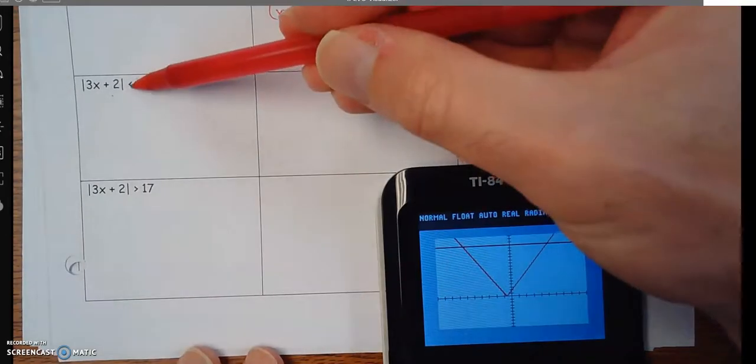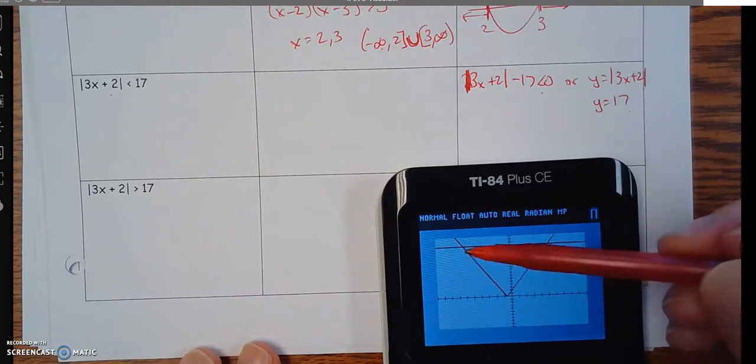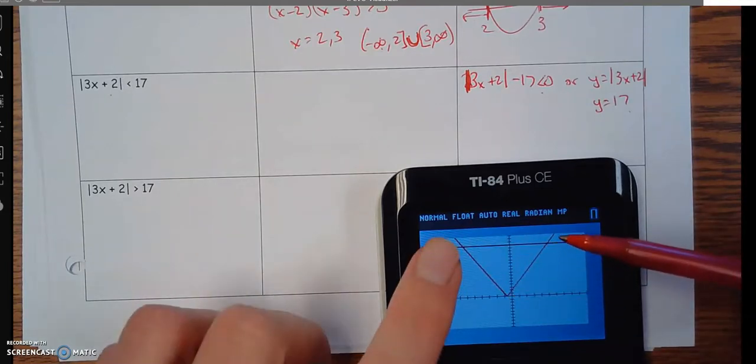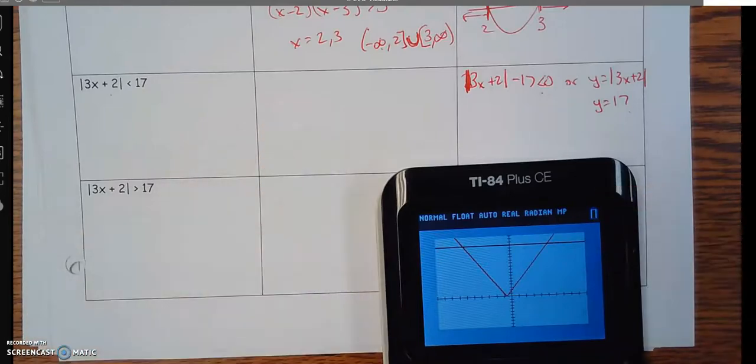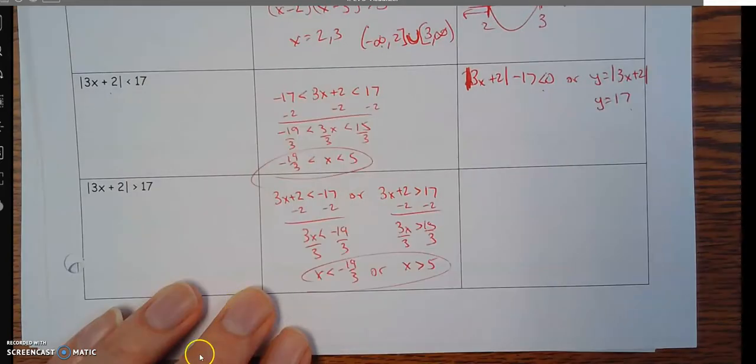For this one, it's when it's less than, so when the red is below the x, it'd be this interval from here to here. If it's outside, greater than, it'd be on the outside like that. Remember, you set these equations up with absolute value, and then solve to get these two answers.